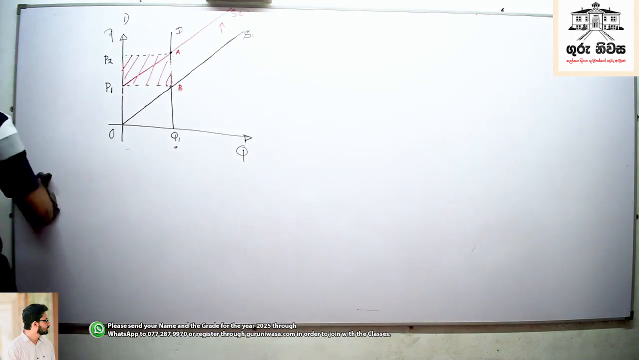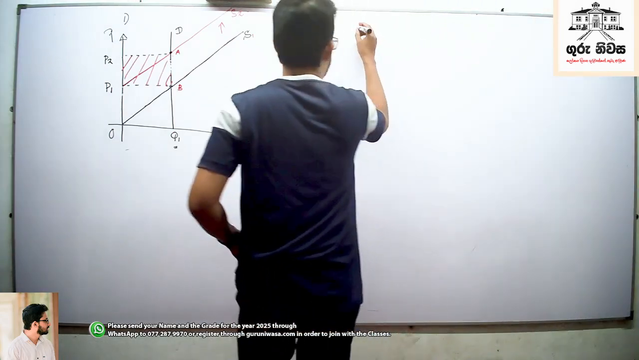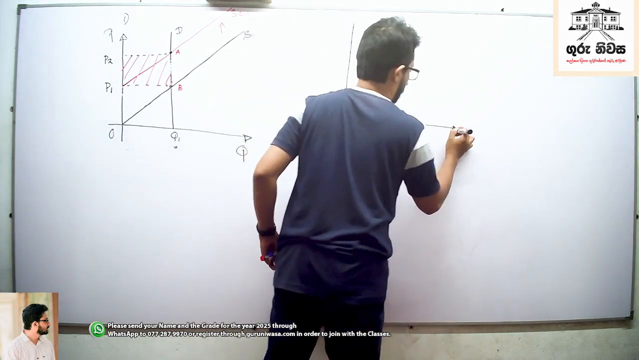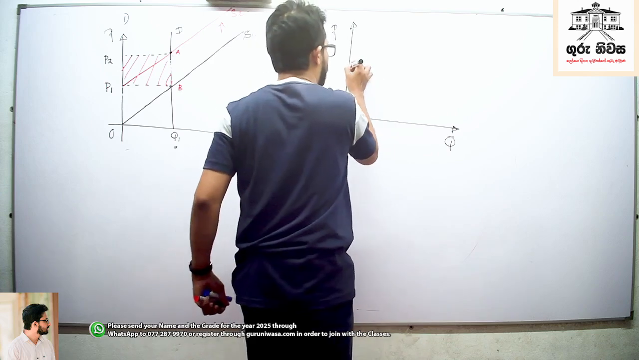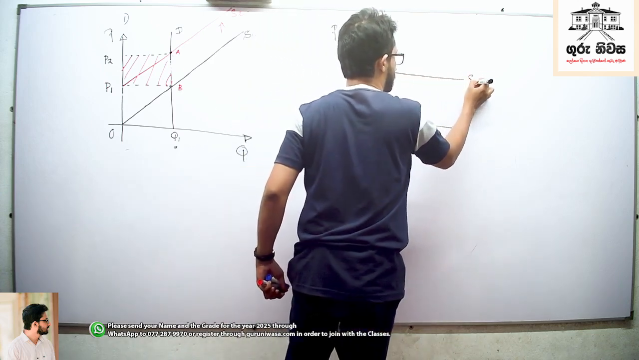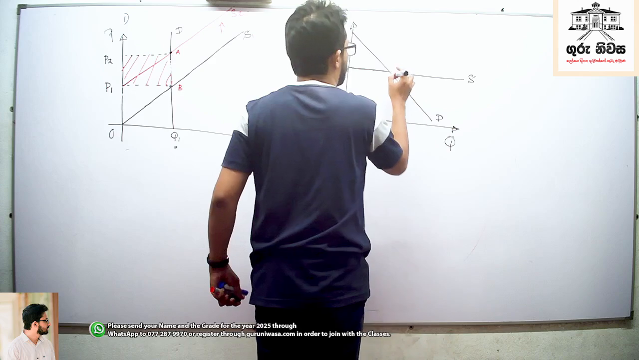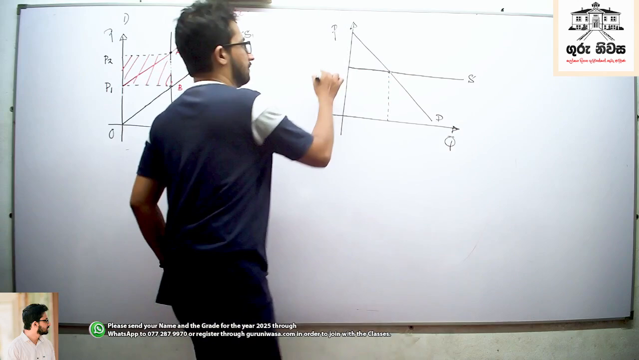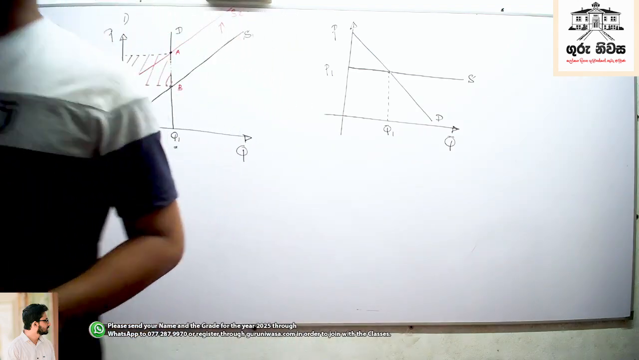Right, second one. Perfectly elastic supply. Draw the original equilibrium. Price, quantity, perfectly elastic supply. This is the shape of the supply curve, and this is a normal demand curve. This is the equilibrium price and quantity, P1 and Q1. Now what happens?